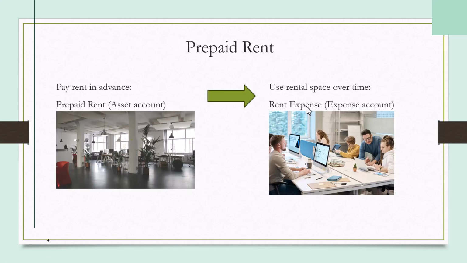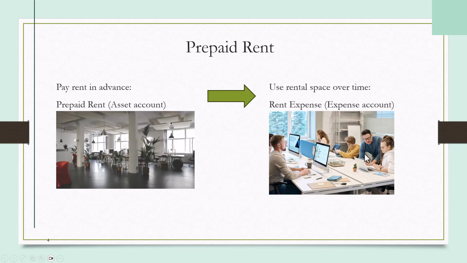First, we're going to go through a prepaid rent example. Over here on the left, this is when the company pays rent in advance. It would go in a prepaid rent account, which is an asset account on the balance sheet. And it simply represents the fact that they have this rental space as a resource to be used in the future to assist in operating their business.